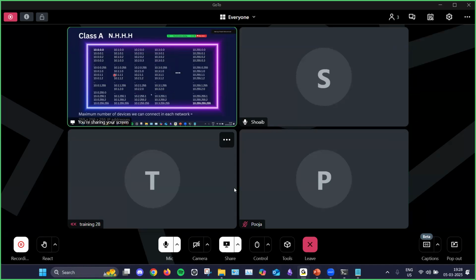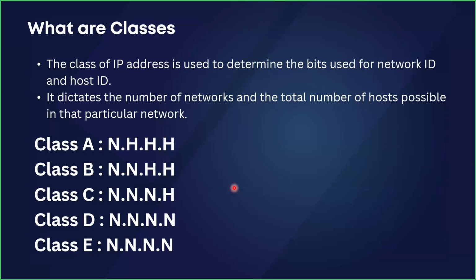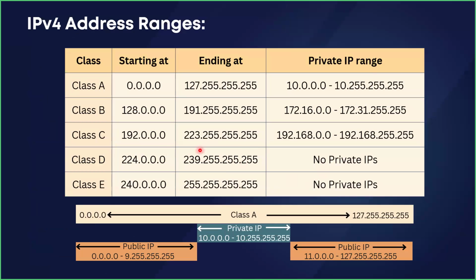Right. So yeah, that's the relevance of each of these classes, guys. Class D and Class E do not have any host portions in them, guys. They're unique public IPs. Okay. So if you remember, Class D and Class E do not have any host portions. Class D and Class E do not have any private IPs at all. All of these are public IPs itself, but they're special public IPs.